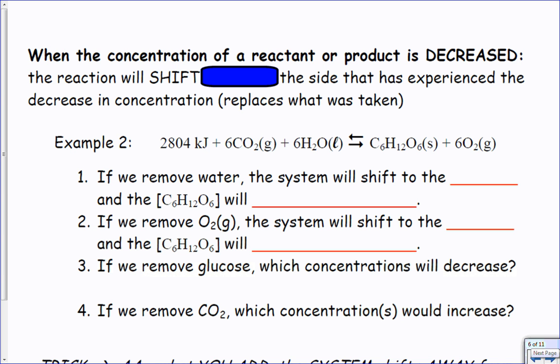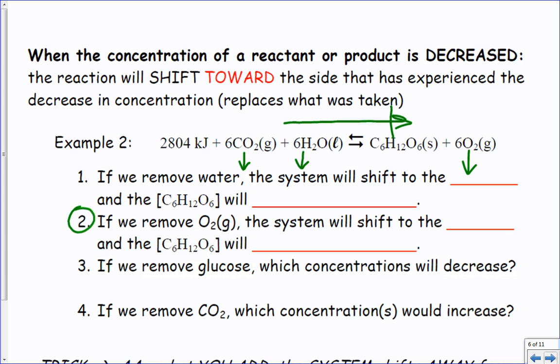When the concentration of a reactant or product is decreased, I will shift towards what I take. So again, I will do 2 and 4. You will do 1 and 3 on your own, following my lead. Let me start with 2. If I remove O2, the system will shift to which direction? Where's my O2? Here's my O2. If I'm going to decrease my O2, I'm going to shift towards what I take. See how we did that? If I shift towards what I take, these go down. These all go up.